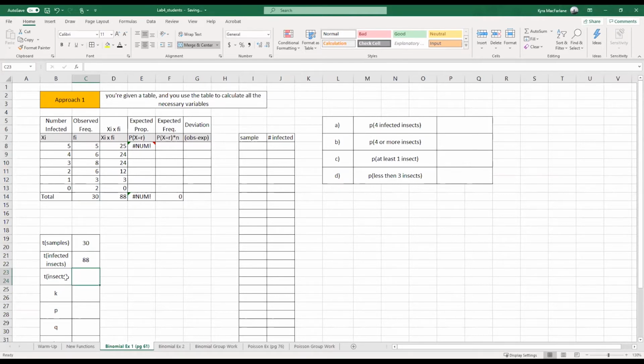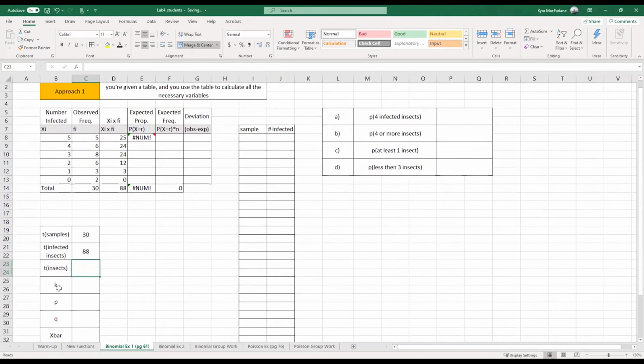We also have this total number of insects. So we had 30 samples of 5 insects, right? K equals 5, which means that our total number of insects is 30 times 5.